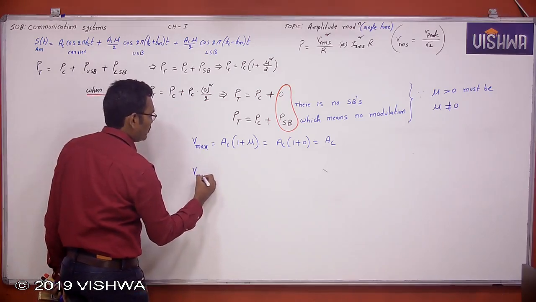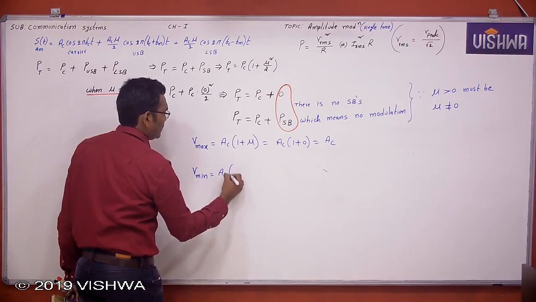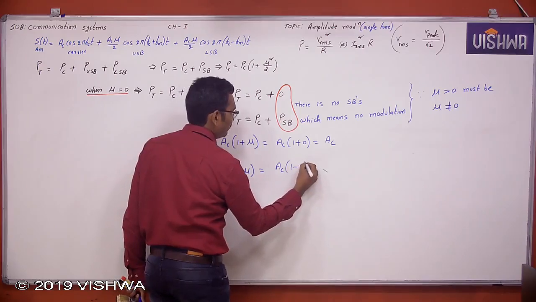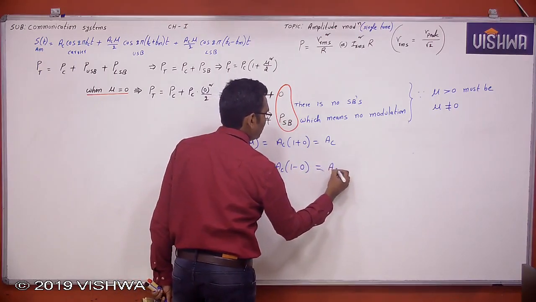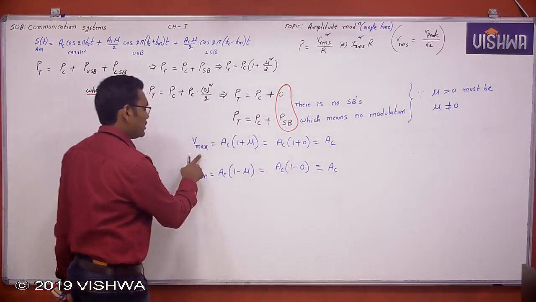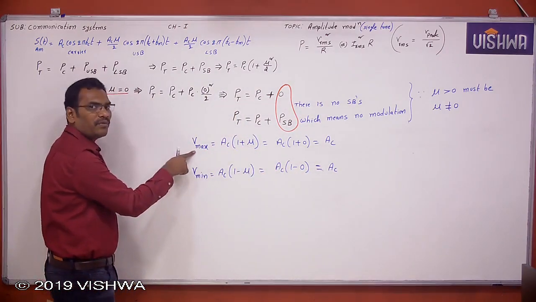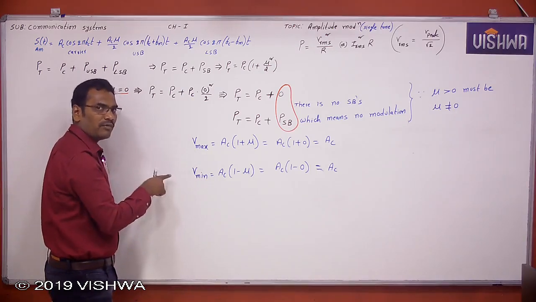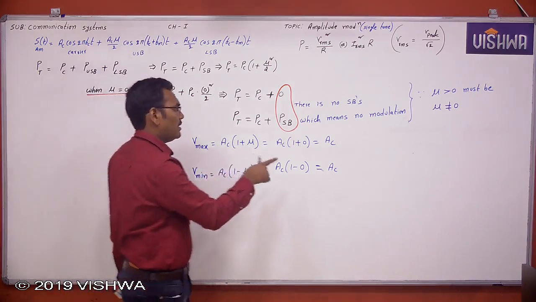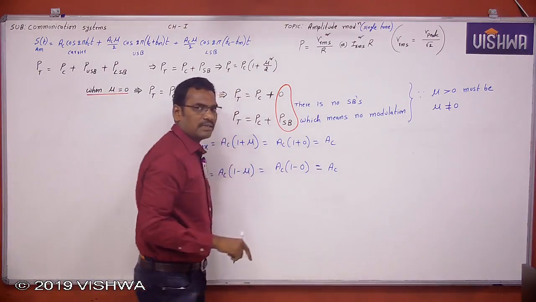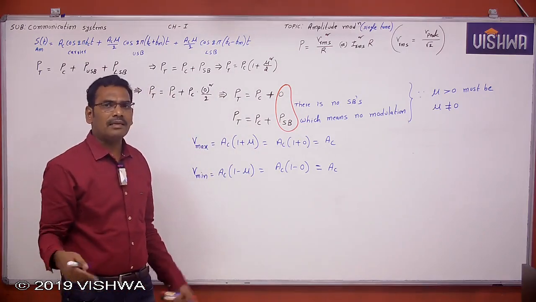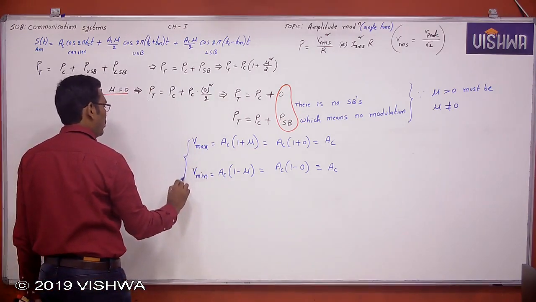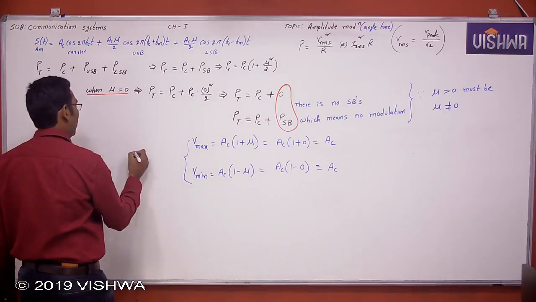V minimum. What is V minimum? V minimum equals Ac into 1 minus mu, which is Ac into 1 minus 0, which is equal to Ac. This is V maximum, the maximum amplitude of the carrier after modulation. This is V minimum, the minimum amplitude of the carrier after modulation. The amplitude of the carrier before modulation is Ac. Everywhere it is Ac. Maximum is Ac, minimum is Ac, which is nothing but the carrier before modulation, which means there is no modulation. Everything will be Ac when mu equals 0.